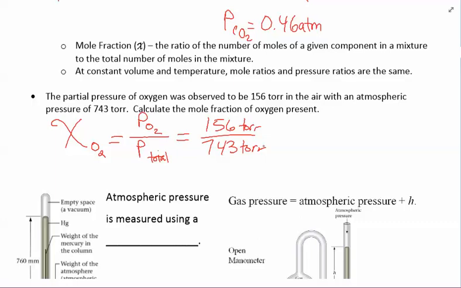So we're going to take 156 divided by 743, and just like before, sig figs would matter here. If you're dividing, you would look at the quantity. So we're going to have 3 sig figs in our answer, so we're going to have 0.210. Also keep in mind our mole fraction doesn't have a unit. We just divided out our units of pressure, so we won't have a unit associated with our mole fraction.